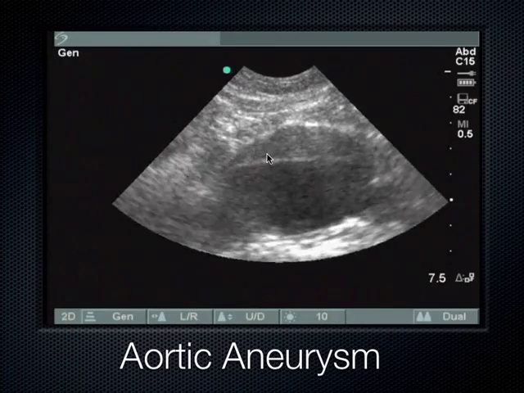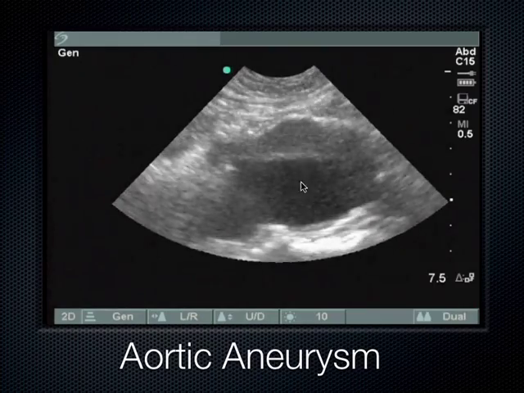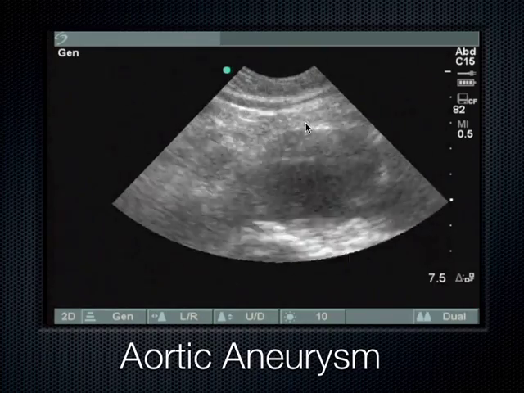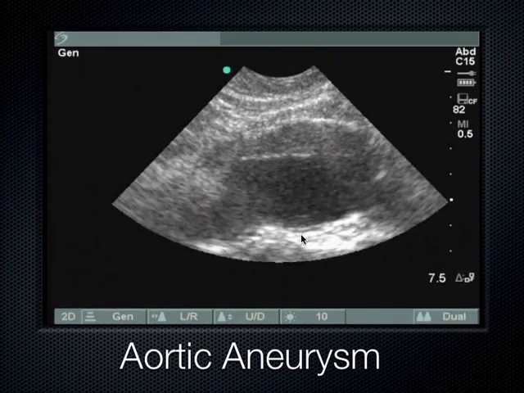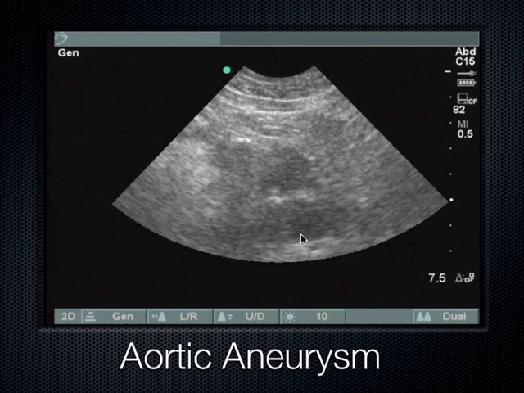Just another example of an aortic aneurysm is a clot up here. This is the lumen down here. But you would measure from the outside wall all the way down to here. Go through a couple more examples of these, and then we're done.